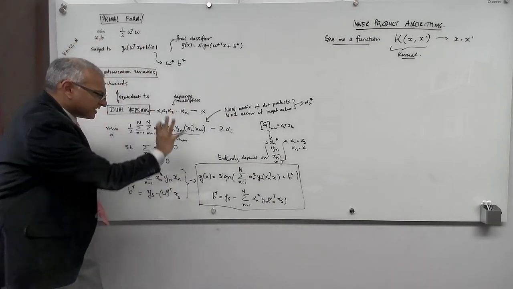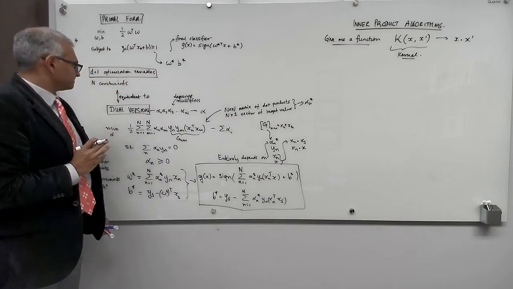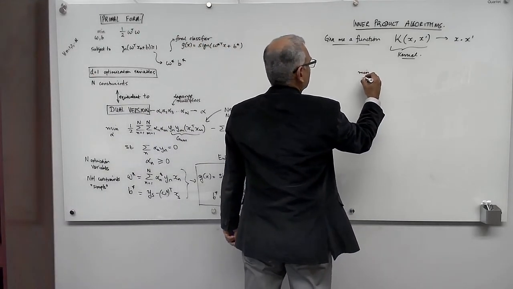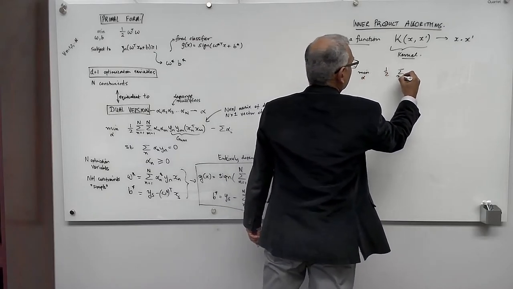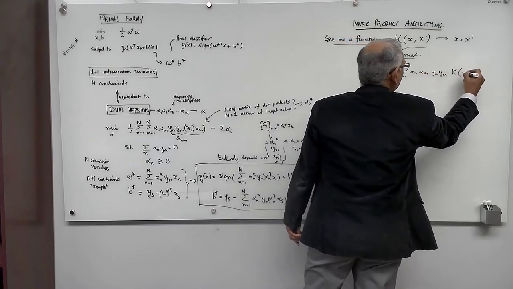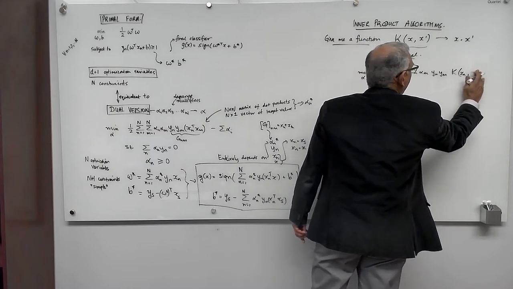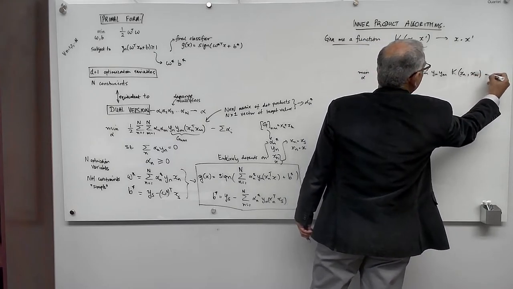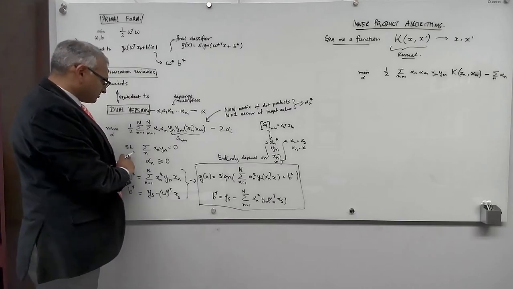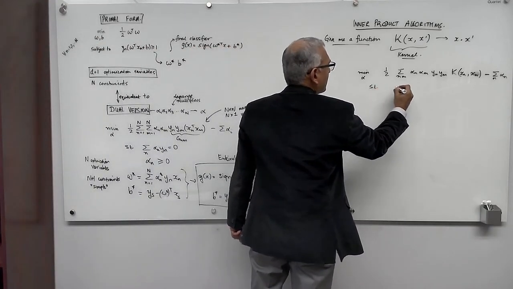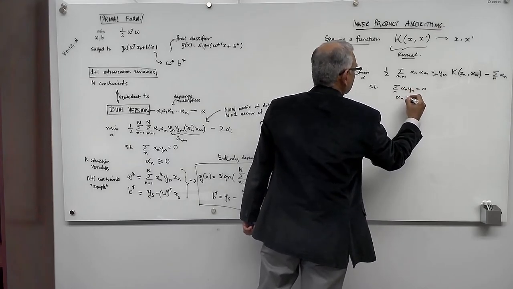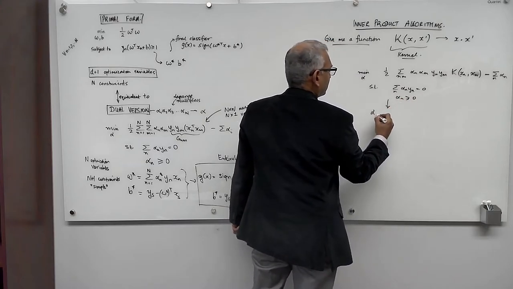Then I can run the entire optimal hyperplane algorithm. Here's how. The optimization problem: minimize over alpha 1/2 the sum over n and m of alpha n, alpha m, yn, ym, times the kernel on xn and xm, minus the sum over n of alpha n. So that's the objective, subject to the sum over n of alpha n yn equals 0, and alpha n is greater than or equal to 0. This gives me alpha n star.